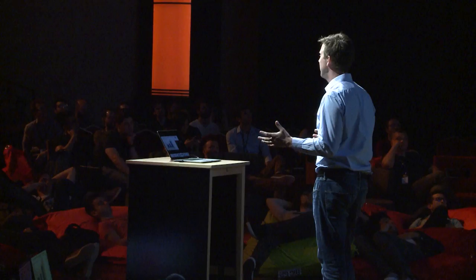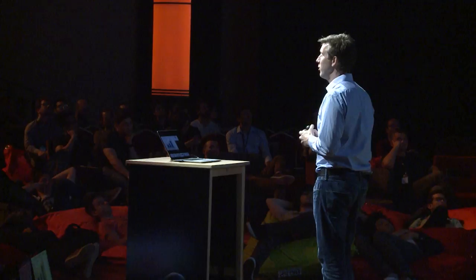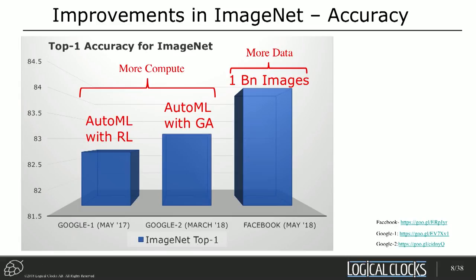They actually went with more data. So they took 1 billion images that were hand-labeled from Instagram, and they basically pre-trained a model with it. Those images don't necessarily have correct labeling. They just trust what the users supply. They're public images from Instagram. And with that, they managed to improve on the state of the art.